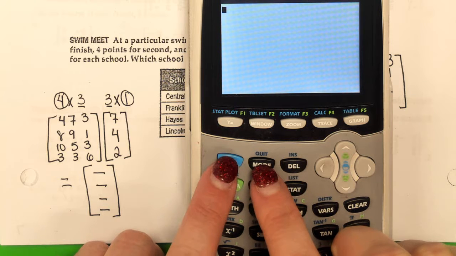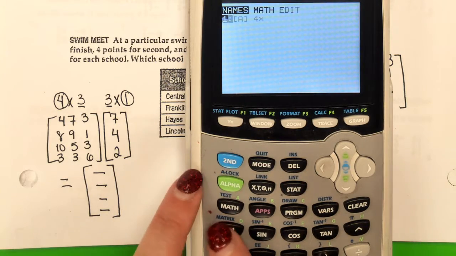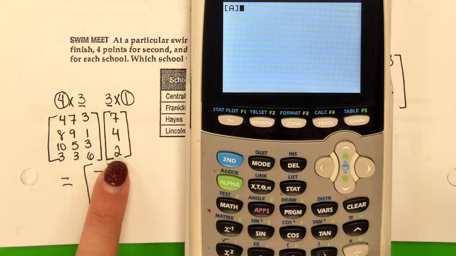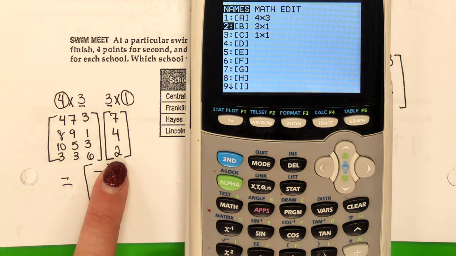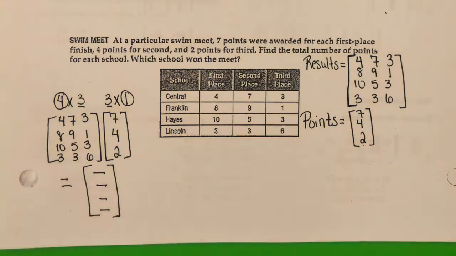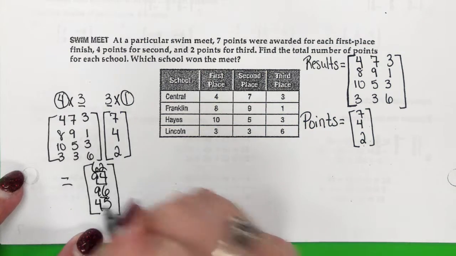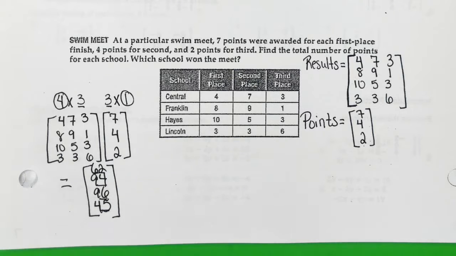They've been doing this for a while, that's why I'm making sure you're okay on it. All right, then we go back to matrix, second matrix, and we hit enter on the first one. You got to make sure they're in order, because if they're not in order, your calculator is going to give you an error. And we're going to hit multiply, second matrix, down to the second one. And it should give you your answer. Y'all okay? All right, so let's see. We have 62, 94, 96, and 45.